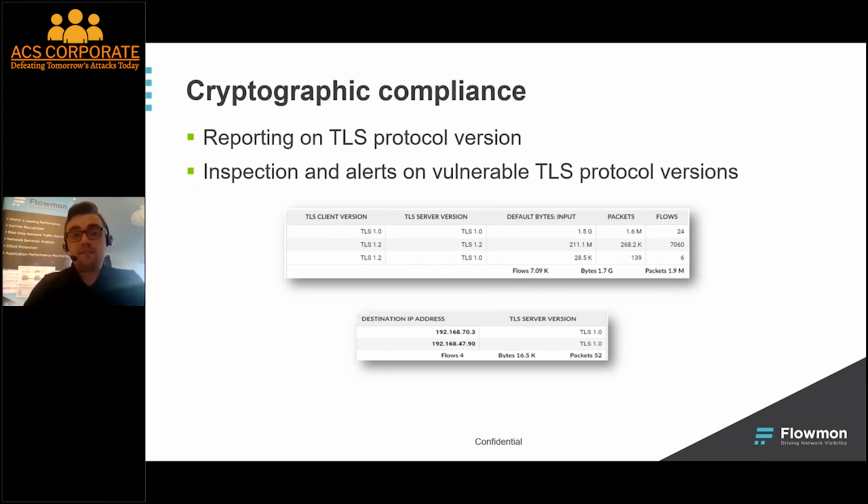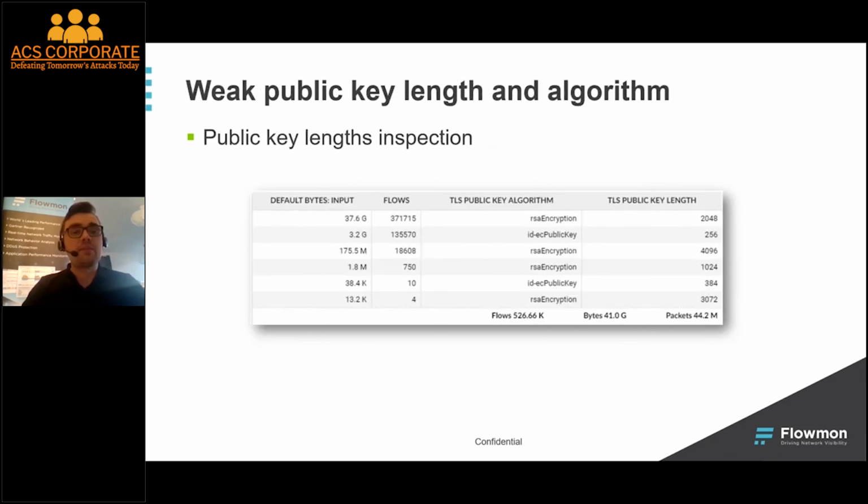Another use case is from the family of TLS visibility and cryptographic compliance, which can report on TLS protocol version, or do inspection and alerts on vulnerable TLS protocol versions. All the information is stored on the collector, and you can just filter it as you need. You can create your own alerts, and you can do inspections. So you can apply your company policy and look for unsupported versions here. Another use case can be weak public key length and algorithm.